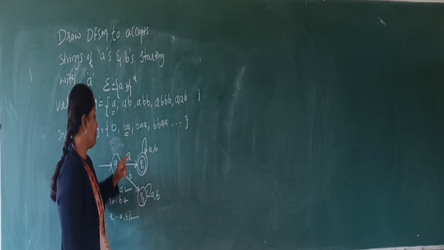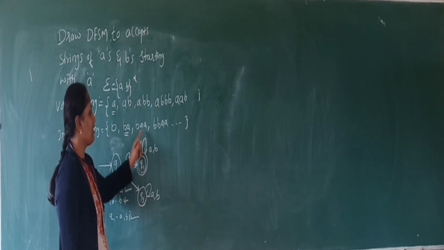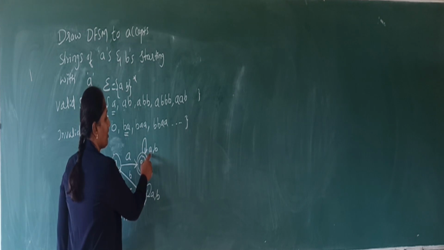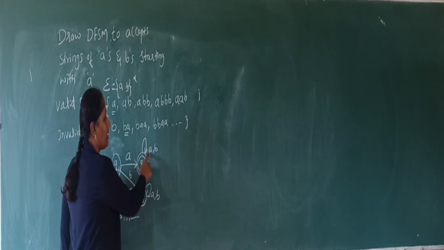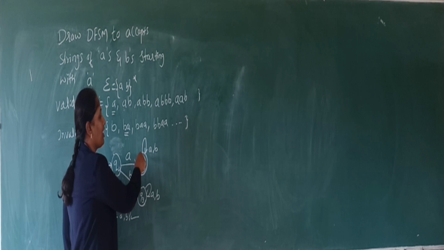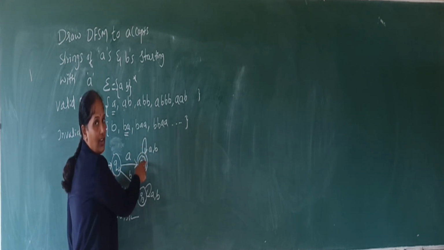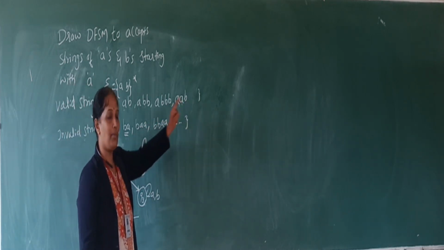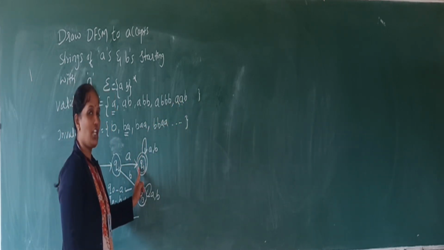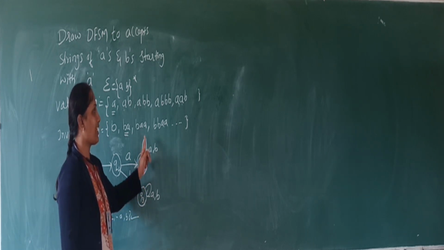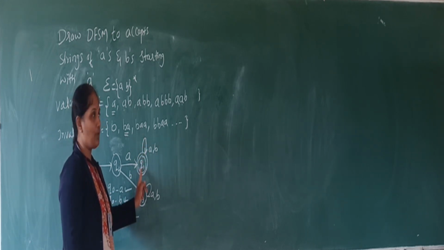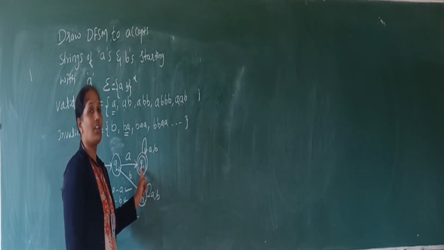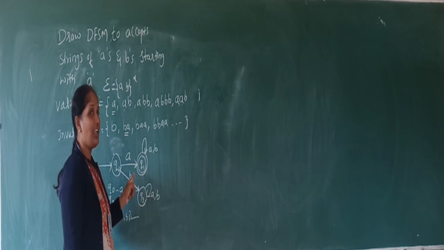Next, ABB. A, 1B, 2B. Okay, so at a time it will accept a single character. So I had shown here a loop on A and B, and it doesn't mean that only when A and B come together it will accept. No, if A comes it will accept, if B comes it will accept. So at a time it will accept a single character. Next, take AAB. So if the first A comes, it will change the state from Q0 to Q1. For the second A, it will accept and it will be in the Q1 state. When B comes, it will accept and it will be in the same state. So these strings are accepted by your DFSM.